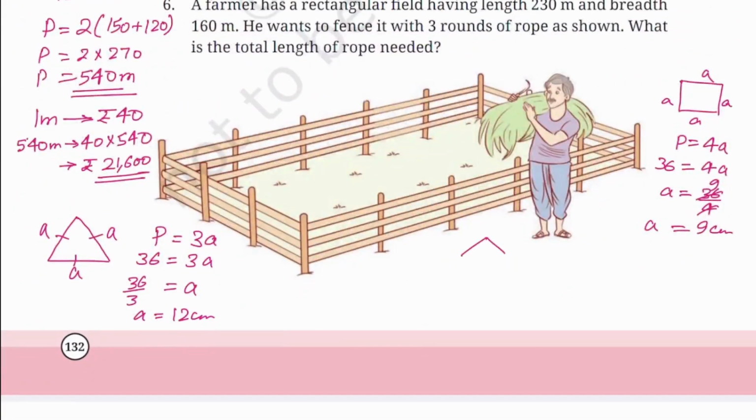For hexagon having all sides equal like this, perimeter will be 6a.